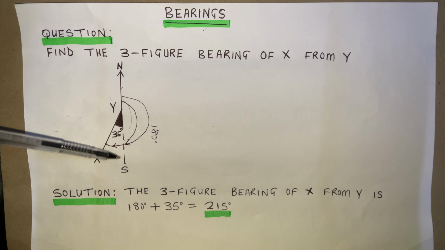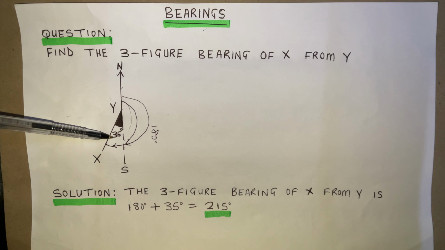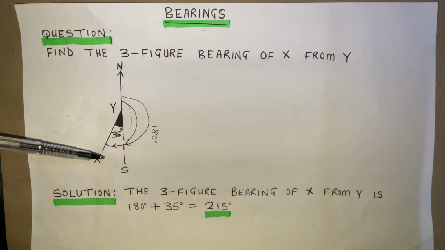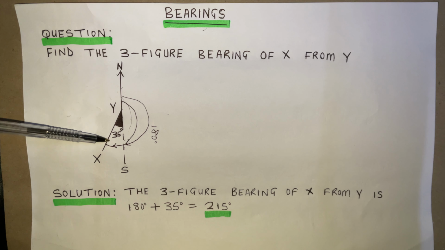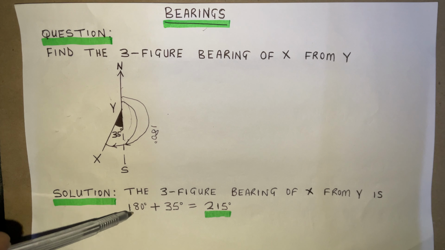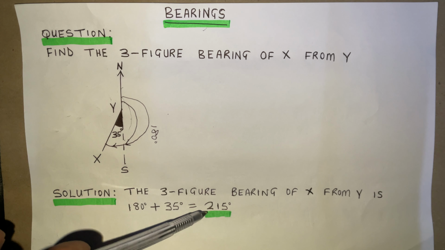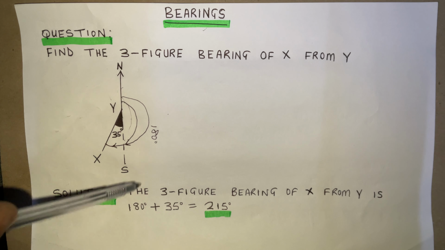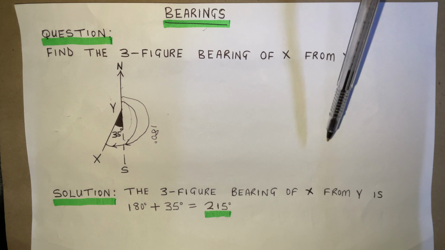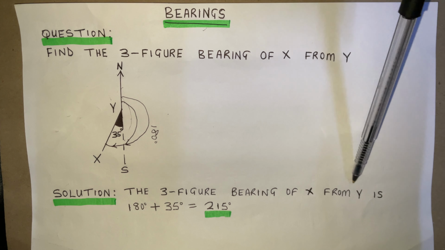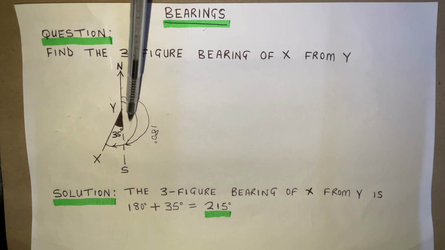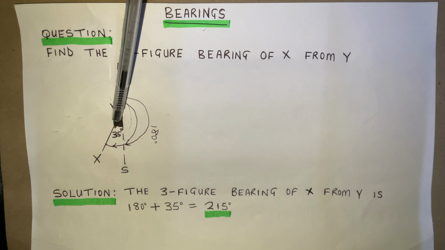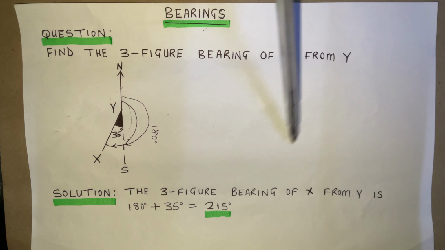We've got 180 degrees, and here already between the south line and this line which goes to X, we've got 35 degrees. So the bearing of X from Y will be 180 degrees plus 35 degrees put together. So 180 degrees plus 35 degrees, we get 215 degrees. So the 3-figure bearing of X from Y is 180 degrees, which is this one from north to south, plus 35 degrees already given in the question to give us 215 degrees.